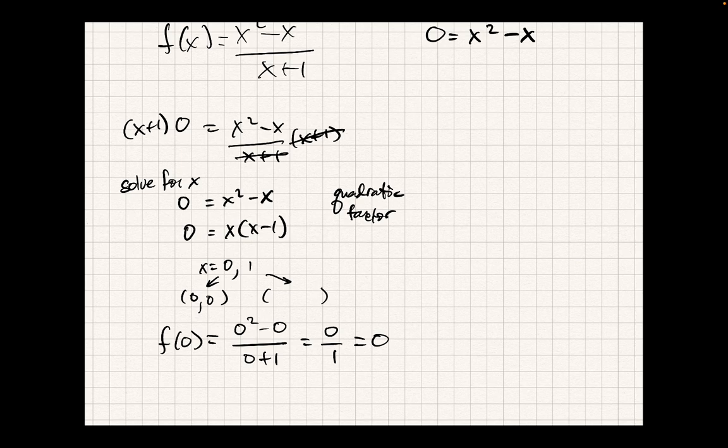And then what's my other point that I can plot, Sam? Wouldn't it be 0, 1? Or it'd be 1, 0 or something? How did you find it?